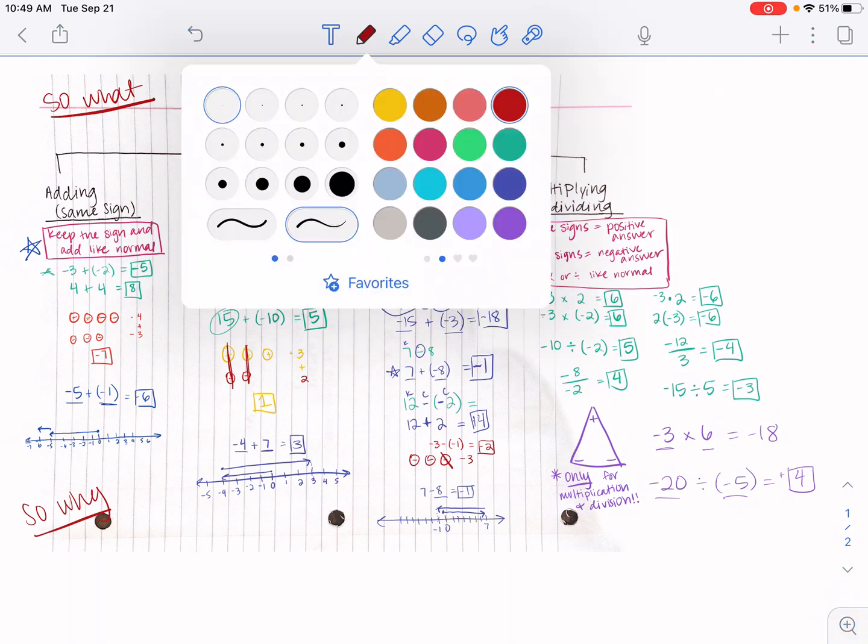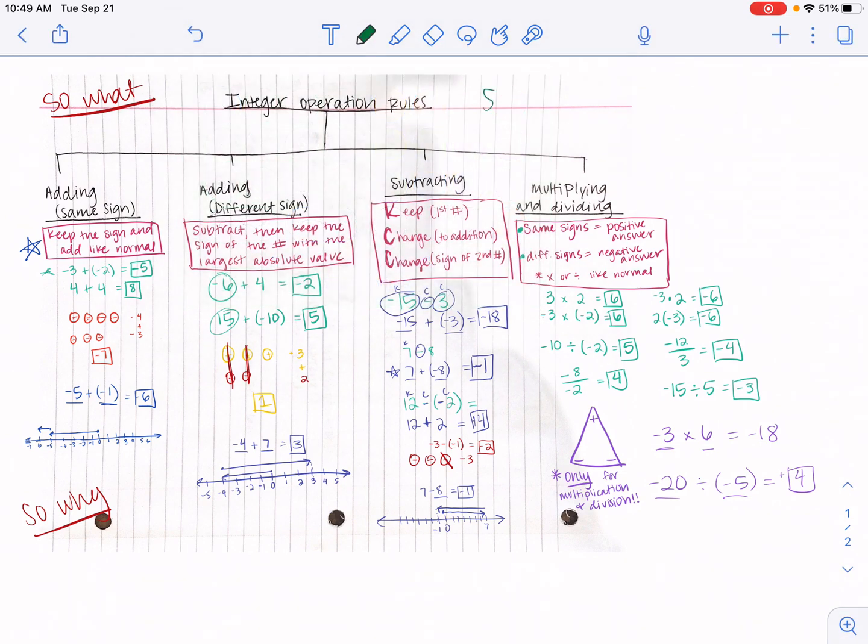You can put your source. You could put Miss Posey as your source since I made this thinking map. You could write like 6th grade math, whatever you want to write for your source, wherever you got this information from.